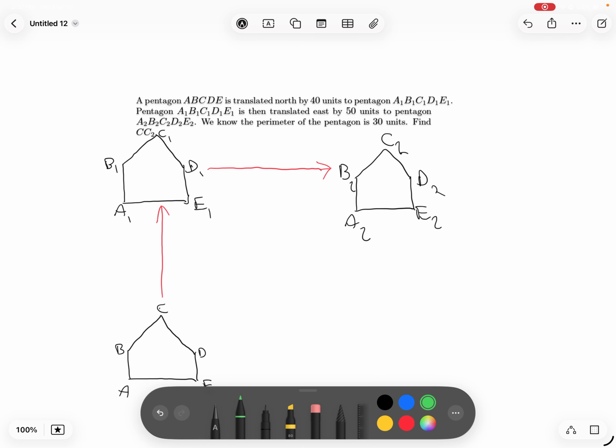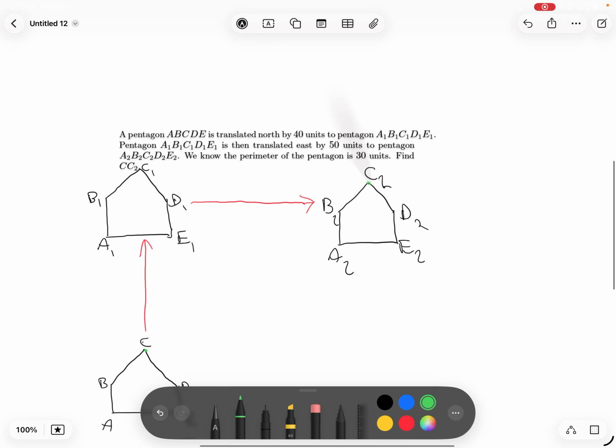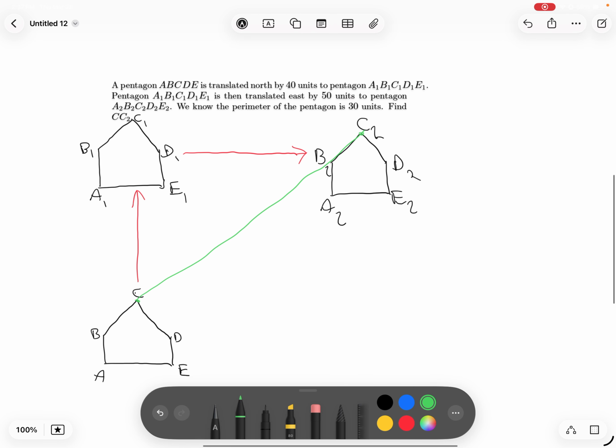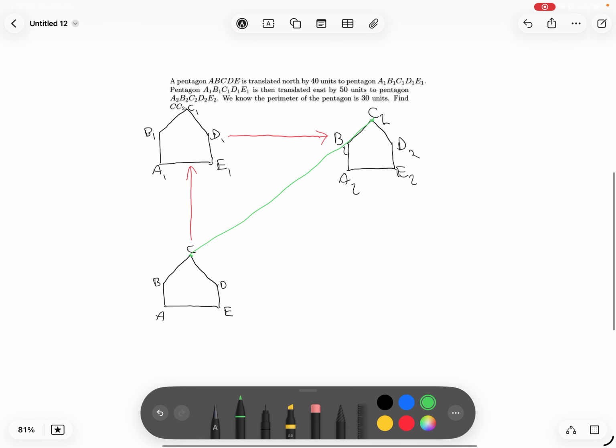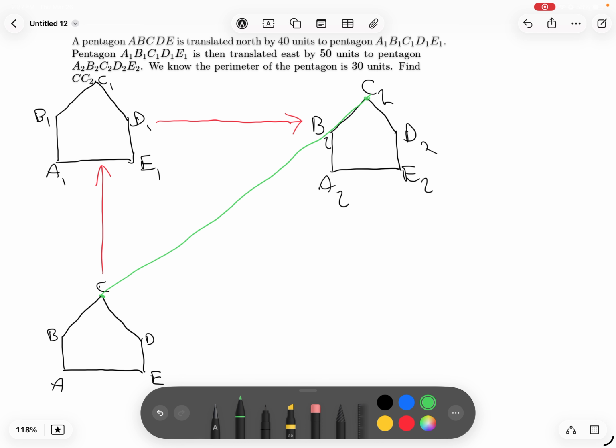So let's figure this out. For CC2, we're going to start here at point C, and go all the way up here to C2. So our line segment looks like that. That's CC2. Now, they also tell us the perimeter of the pentagon is 30 units, but in actual fact, that's irrelevant information. We don't need to know.